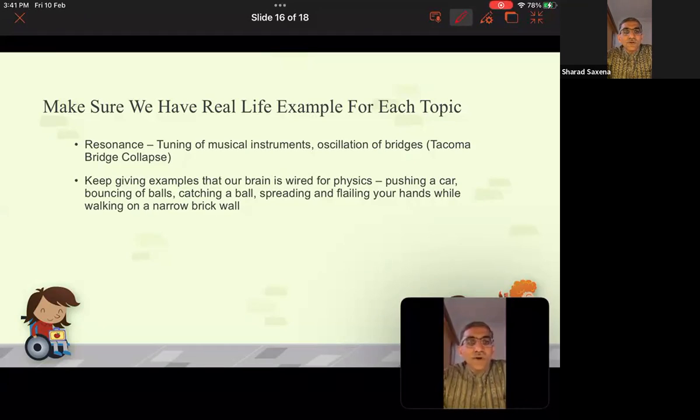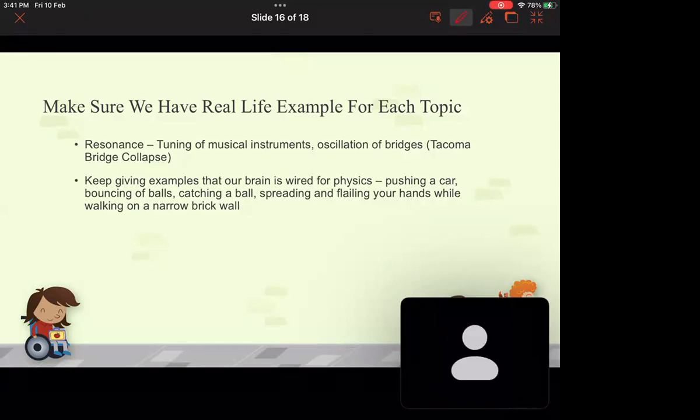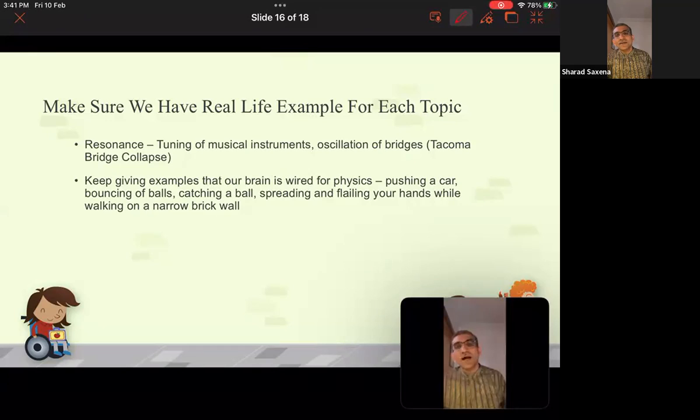And Monica, in some form or manner, this is what my last thing was: spreading our hands while walking on a narrow brick wall. Intuitively, we will spread our hands. I had taken a complete session on this in Echo as to why we spread our hands. Why does a rope walker carry a long bamboo when walking on the rope? And we can go on and on and on.